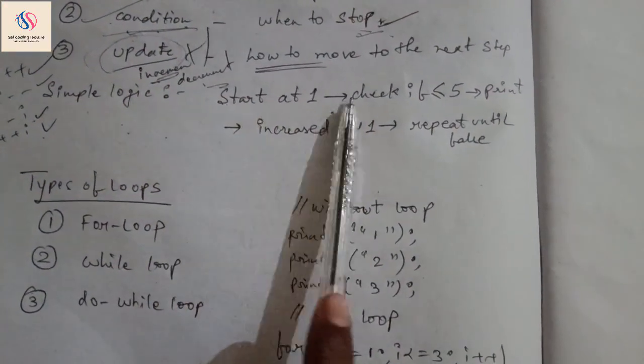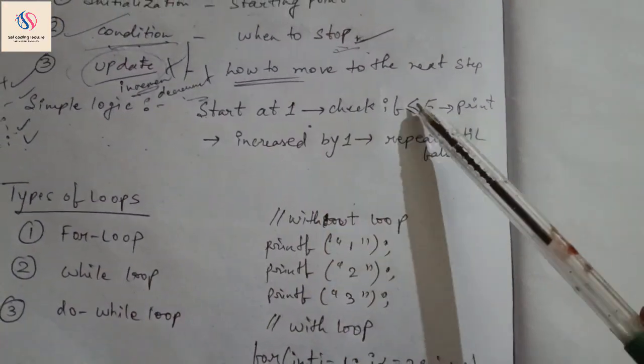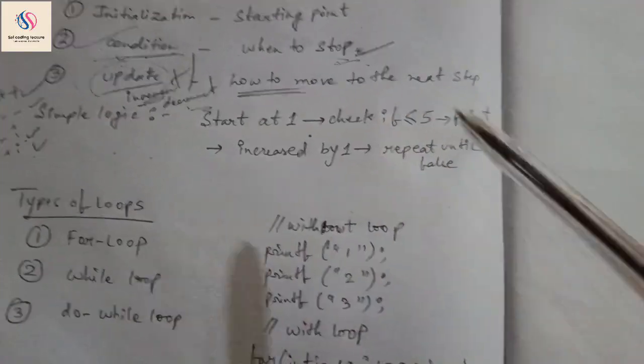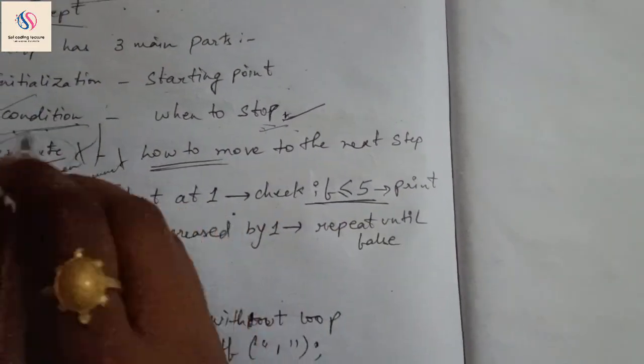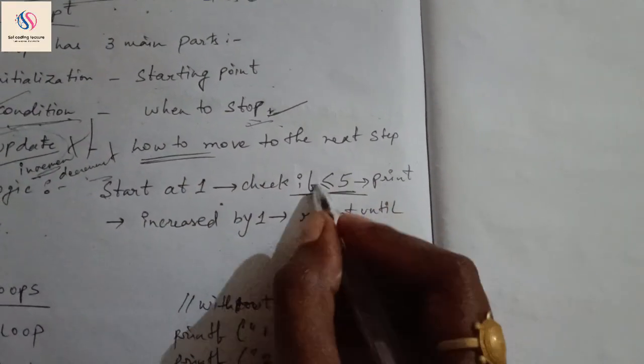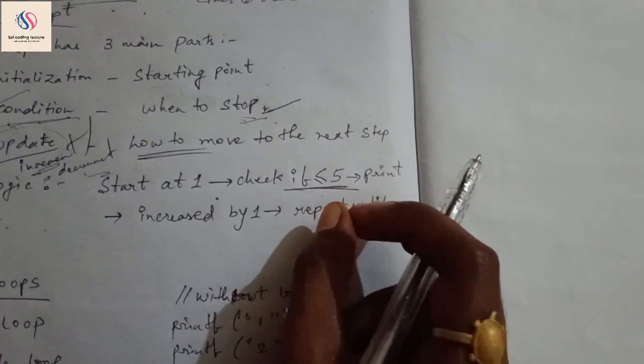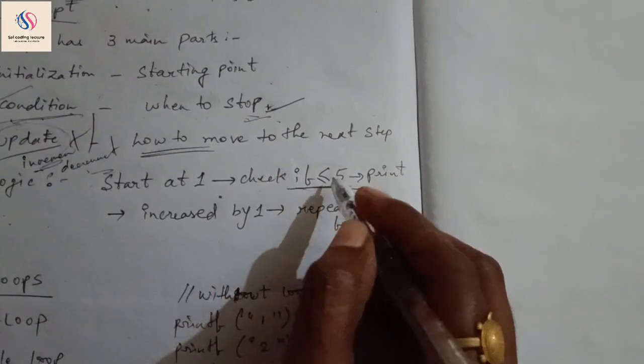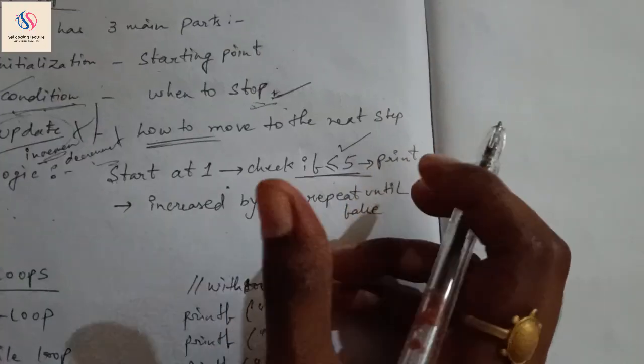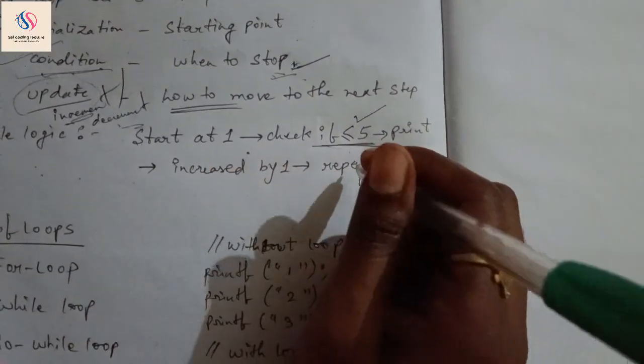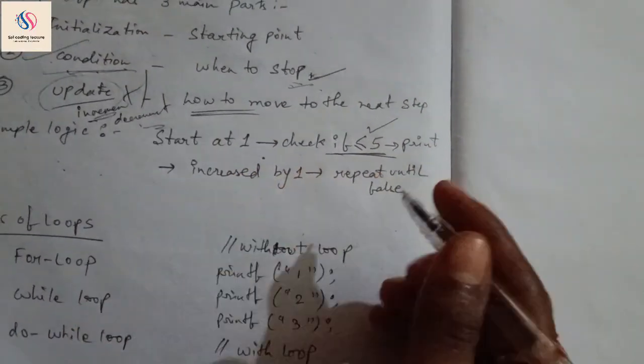Okay, start at 1. Then check if this is greater than 5. This is your checkpoint. This is the condition which I was talking about, that has to be taken care of whenever you're writing a loop. Otherwise, if you don't take care, it could give you a case of infinite loop or something else maybe. I will talk about it in the session.